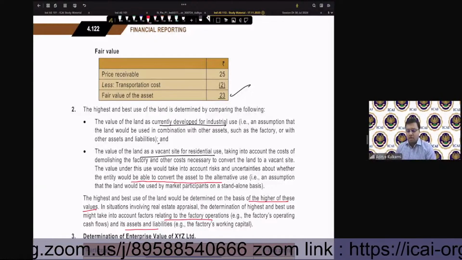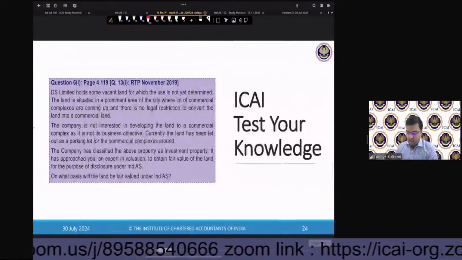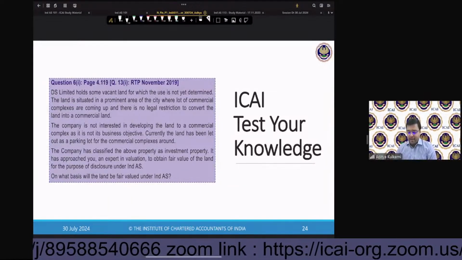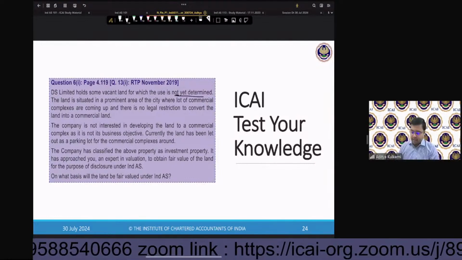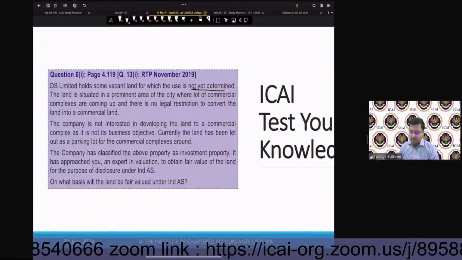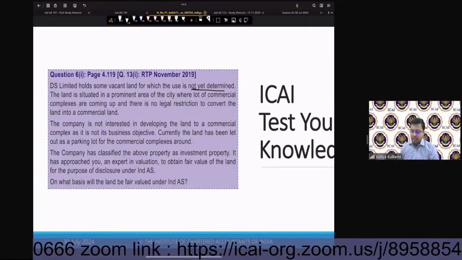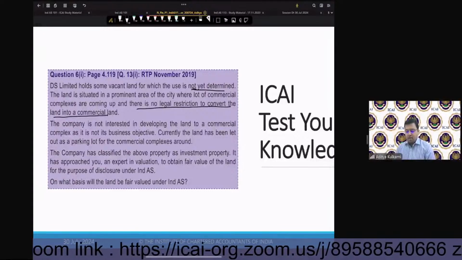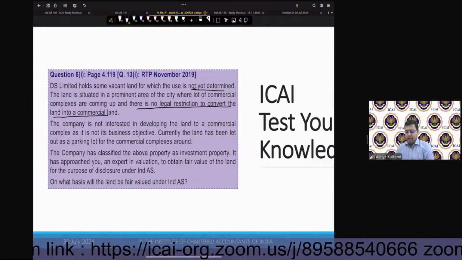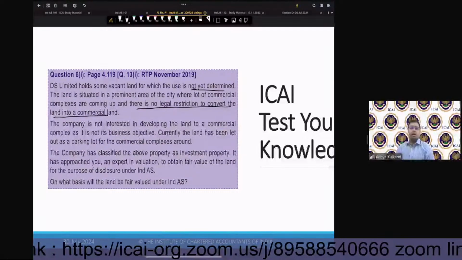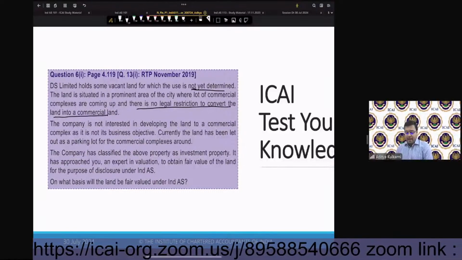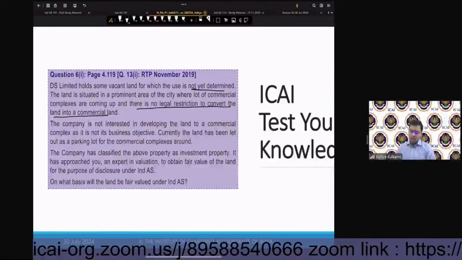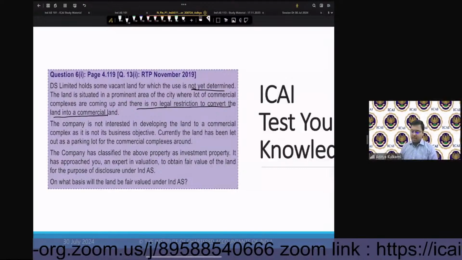Okay, so this is your conclusion. So that is the answer to question 2. Coming to question 6.1. DS owns some vacant land for which the use is not yet determined. The land is situated in a prominent area where a lot of commercial complexes are coming up, and there is no legal restriction to convert the land into commercial land. The company is not interested in developing the land into a commercial complex as it is not its business objective. Currently, the land has been let out as a parking lot for the commercial complexes around. The company has classified the above property as investment property.